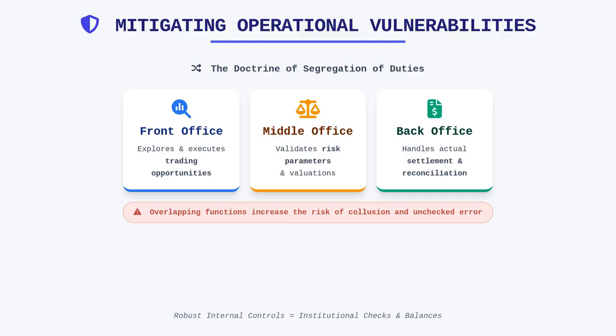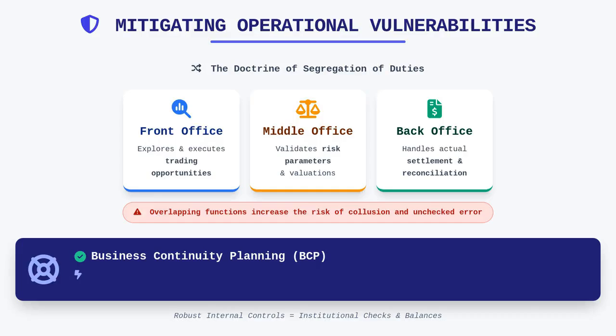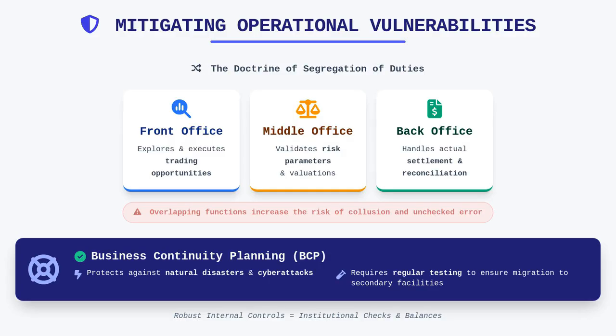When these functions bleed into one another, the risk of collusion or unchecked error increases exponentially. Furthermore, clear business continuity plans are essential to ensure the firm survives a catastrophic event, such as a natural disaster or a large-scale cyber attack. These plans must move beyond mere documentation and require regular testing to ensure that critical functions can migrate to secondary facilities when primary systems fail.